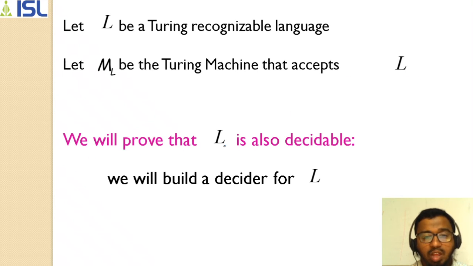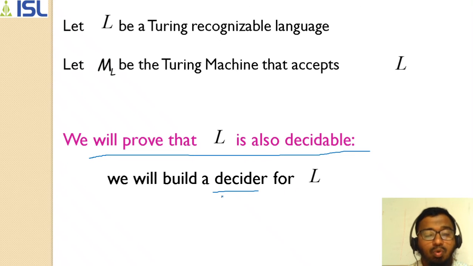We will prove that L is also decidable. We will build a decider for L. When we have a decider, we can prove it is decidable. If we build a decider, then your problem will go under decidable.